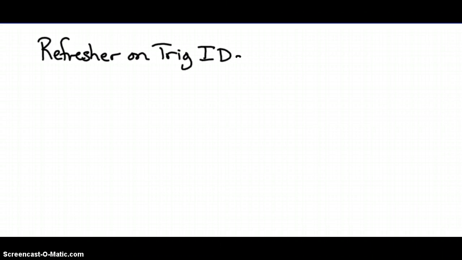Today we're going to have a refresher on trig IDs. All of these can be found in the front cover of your book. If you can't find them in the front cover of your book, go ahead and use the photocopy I made of them and posted on Haiku.